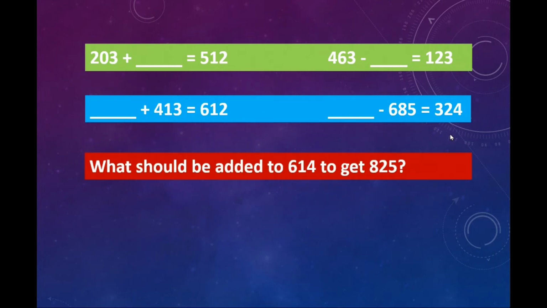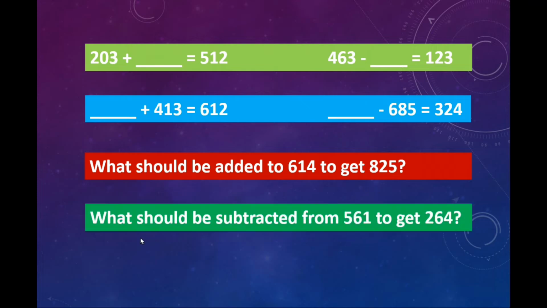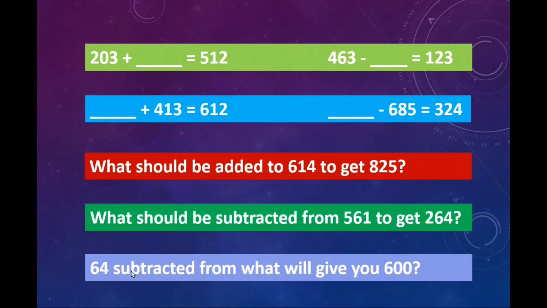And there are also some word problems in which the students find difficulty. The word problems are also related to these types of questions, like these: what should be added to 614 to get 825? Or you may have a question like this: what should be subtracted from 561 to get 264? Or: 64 subtracted from what will give you 600? These types of questions make students confused many times, as they are not straightforward questions.